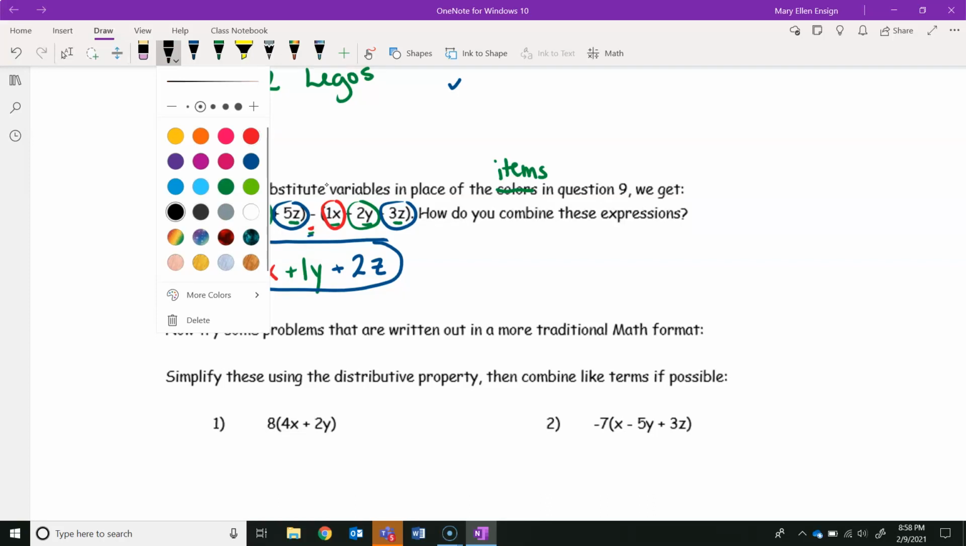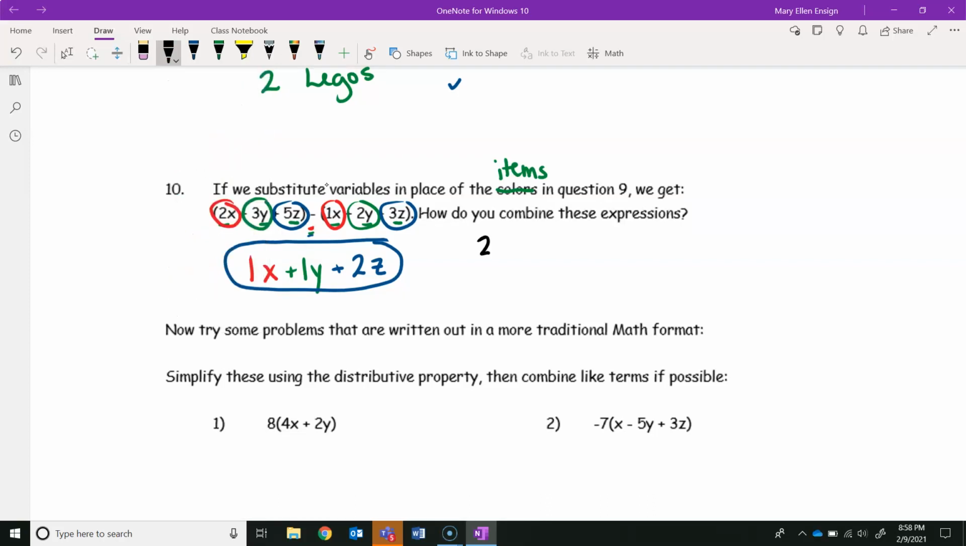Okay, so let's say I have 2x plus 3y plus 5z, and I subtract 1x plus 2y plus 3z, and I don't put my parentheses there. I want to subtract this whole thing, or I just take them out as soon as I see the problem.